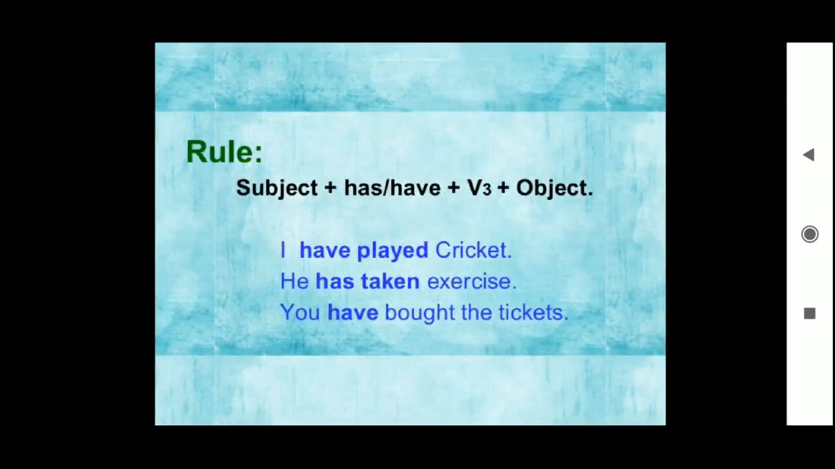Look at the rule. Subject plus has or have plus third form of the verb plus object. I have played cricket. He has taken exercise. You have bought the tickets.